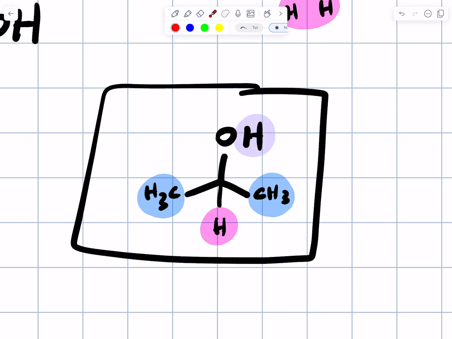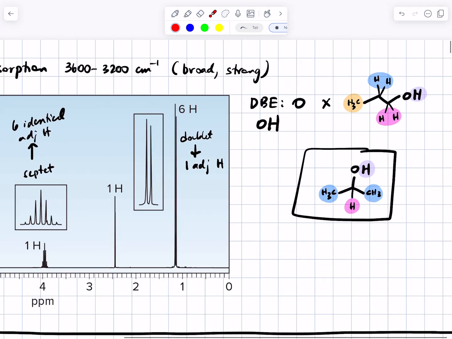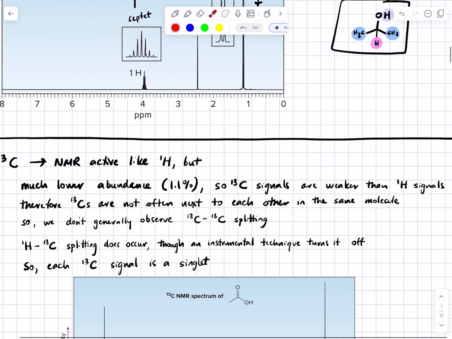But because the odds of having two carbons adjacent to each other in the same molecule both being C13 are only 1 out of, probability 10,000, we don't see that very often. And so we don't see any carbon-carbon splitting like we do for proton-proton splitting. So for a carbon NMR spectrum, mostly what we get is individual singlets for each carbon in a molecule.